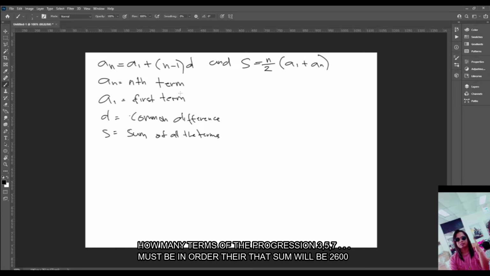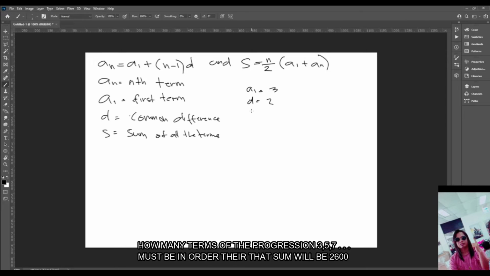So now let's start plugging in our problem. Our a1 here is 3, because the progression starts at 3. And the difference, now how can you get this? You can just subtract: 5 minus 3 is 2, right? And 7 minus 5 is again 2. So the common difference is 2.